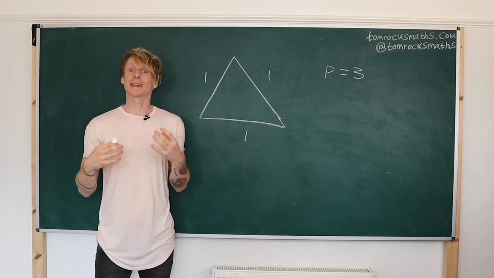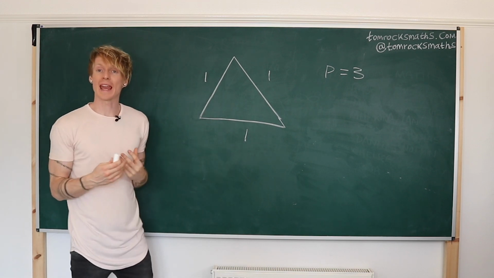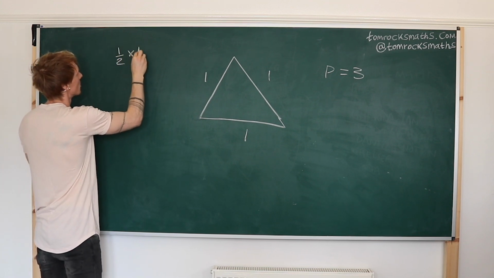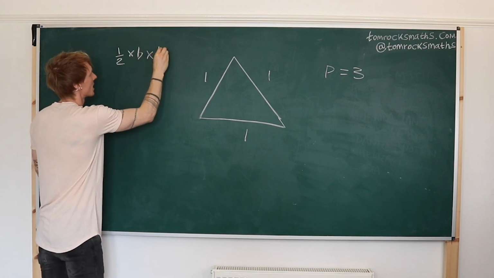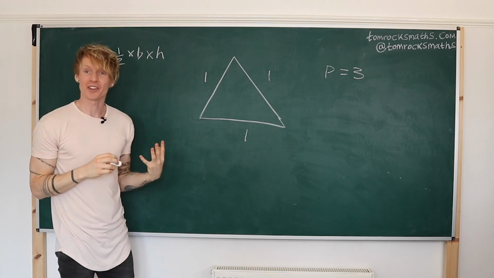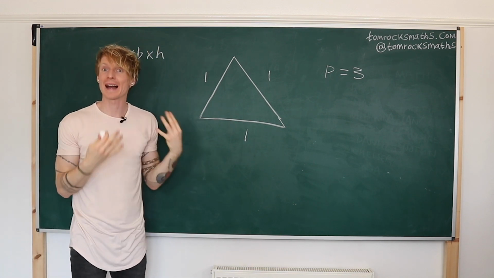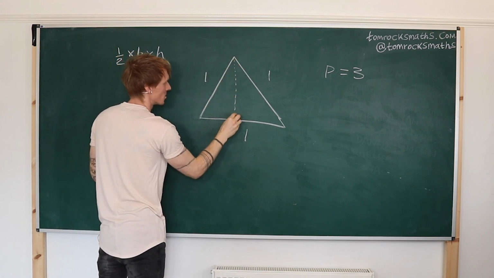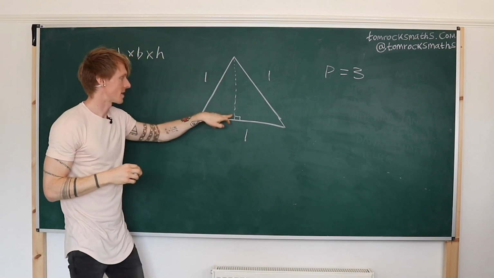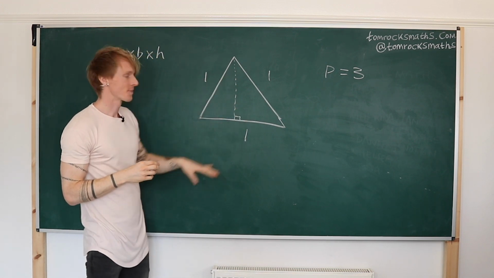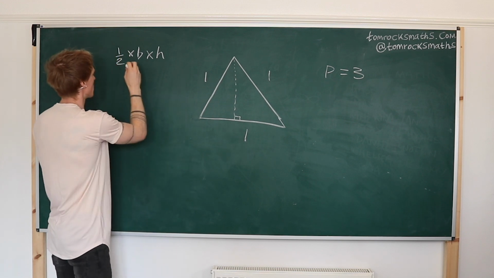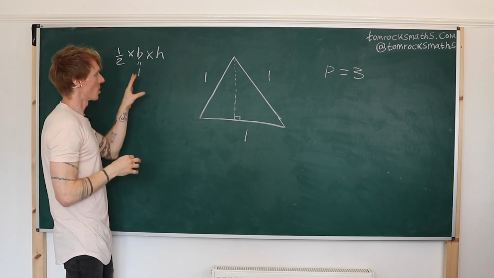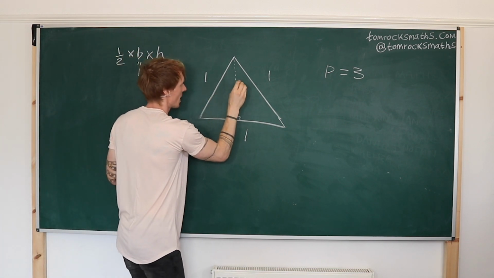The area is a little bit trickier. We have a formula for the area of any triangle, which is a half times the base, which we'll call B, and times the height, H. And the issue is here we don't actually know the height, because when we say height, we mean the perpendicular distance to the top of our triangle, where this is a right angle at the base. So we know the base is 1, so we can substitute that in.